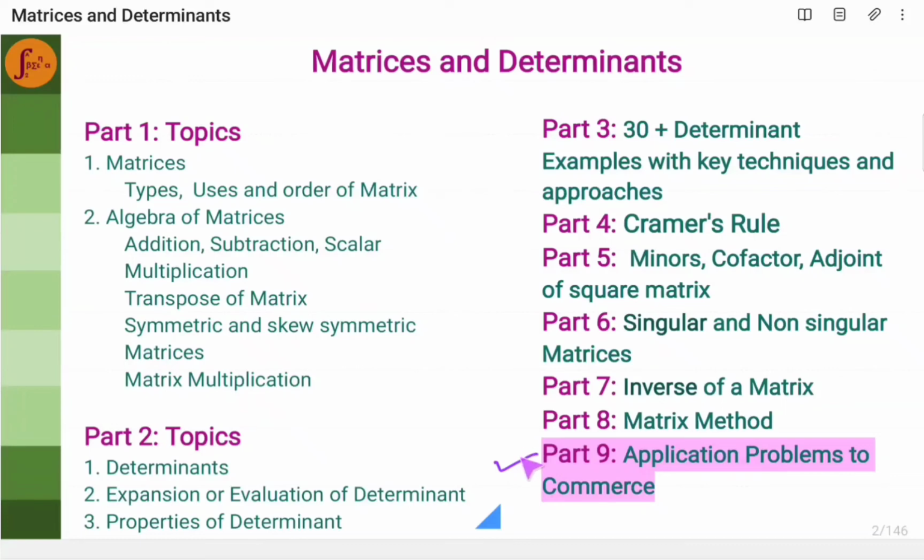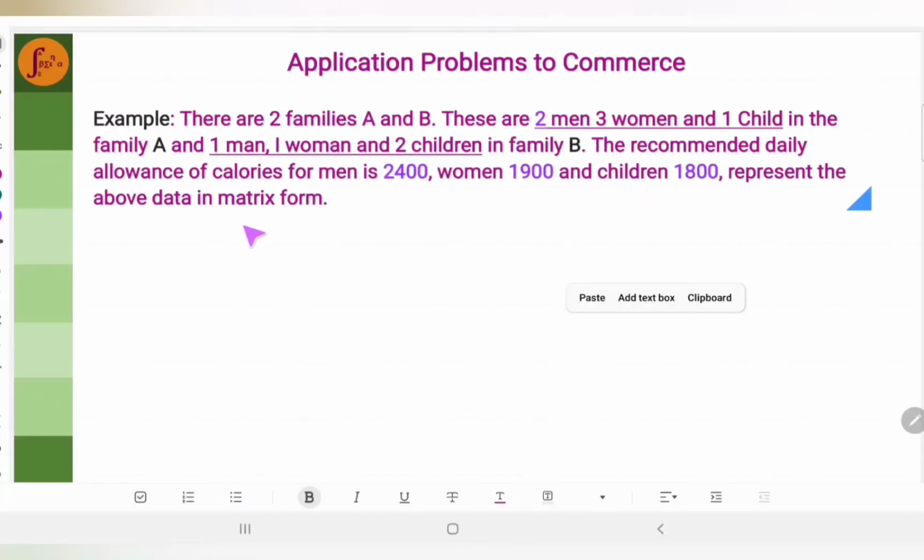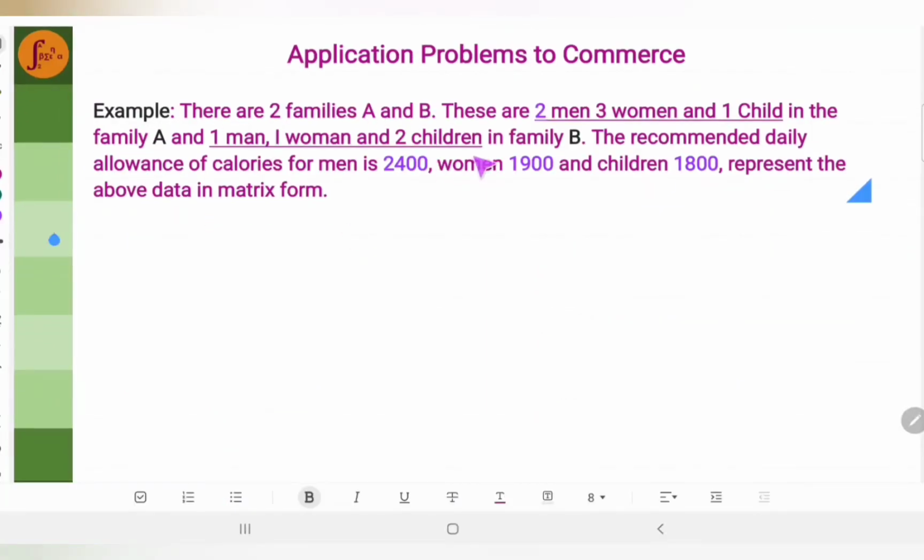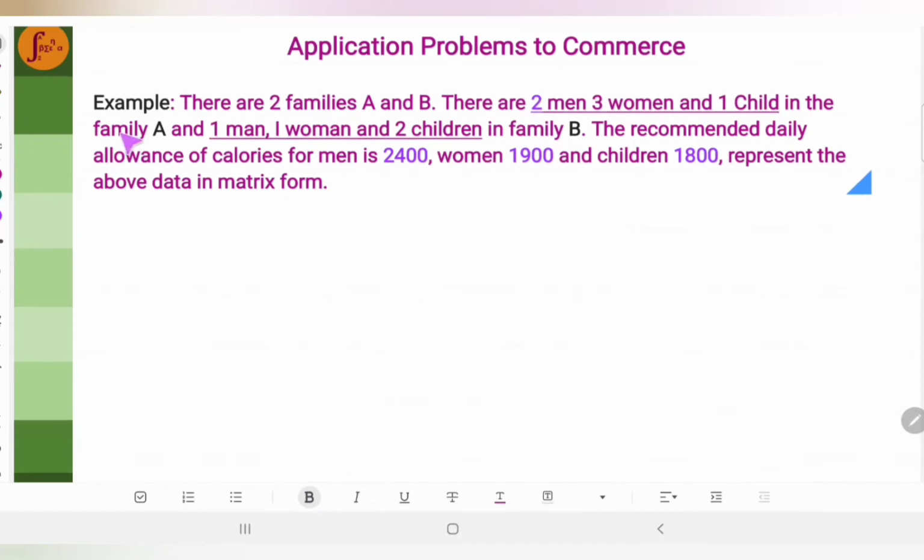In this video, we'll go through a few real-world examples of how matrices are applied in the field of commerce. Before going through this video, you should have understood the concepts of matrix addition, matrix multiplication, and the matrix method. You have descriptive problems where you can use matrix multiplication to solve them. So let's go through this example.